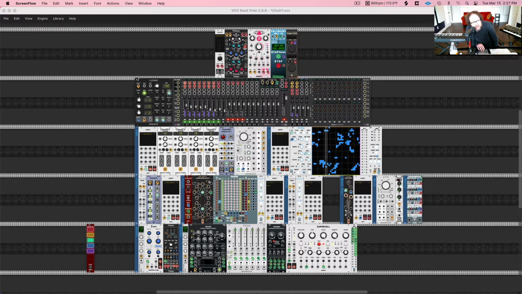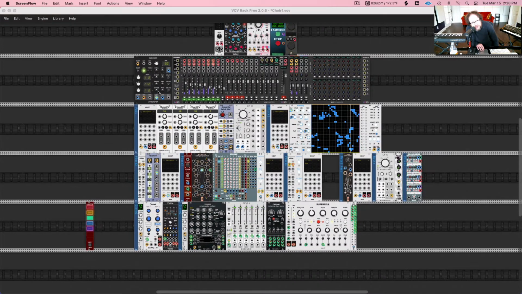I started off with a clock here, and the clock is at 80 beats per minute, and from there I have three separate clocks. I have a clock times 2, a clock divided by 12, and a clock divided by 2. Let me kind of just go over the pad first. I'll go over each instrument.